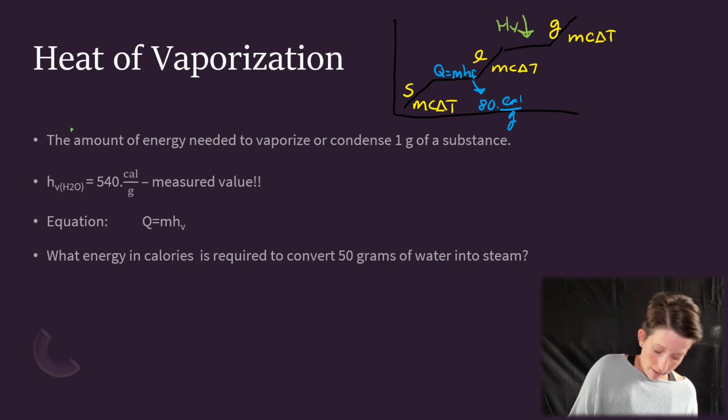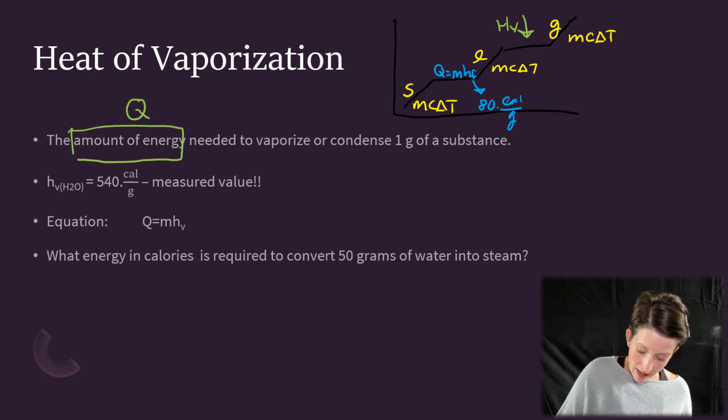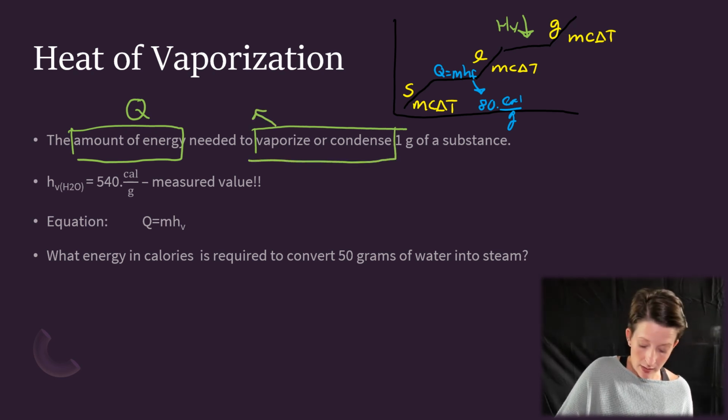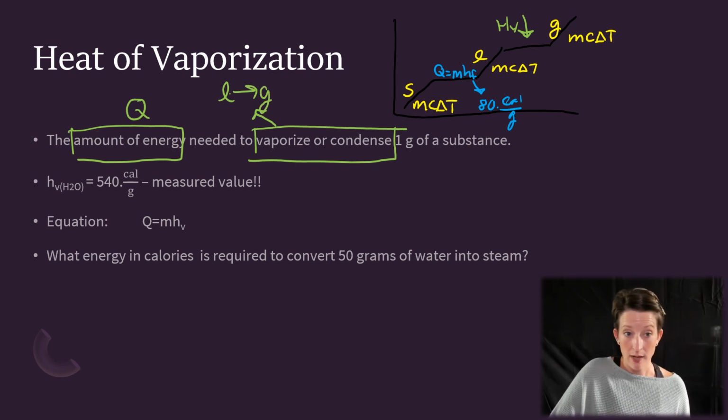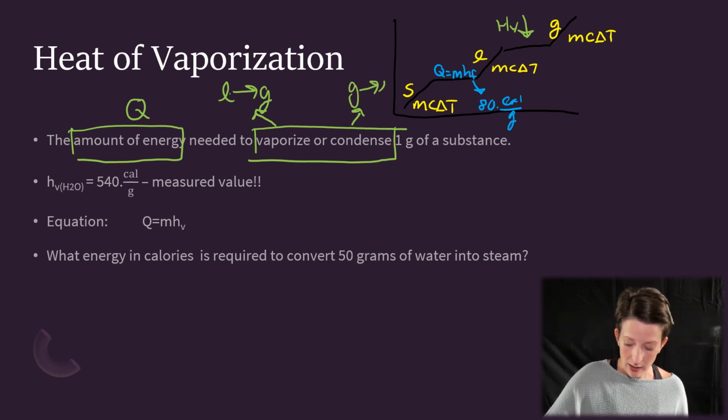So this is the amount of energy needed to vaporize or condense a substance. So vaporize is how much energy needs to go into the transition from a liquid to a gas to break those intermolecular forces. To condense, how much energy needs to be released from a gas to a liquid.